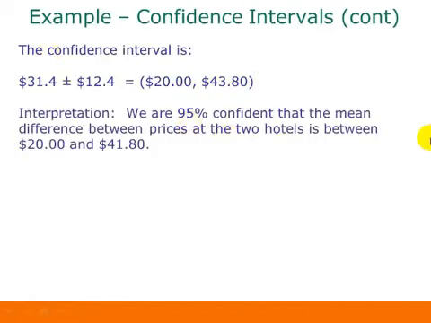Our interpretation would be we are 95% confident that the mean difference between prices at the two hotels is between $20 and $41.80. And this tells you something if you're thinking about going and getting a room at either Hampton Inn or La Quinta. This tells you that if you go to Hampton Inn, you're going to be paying between $20 and $41.80 more than you would at a La Quinta Inn in the same city.